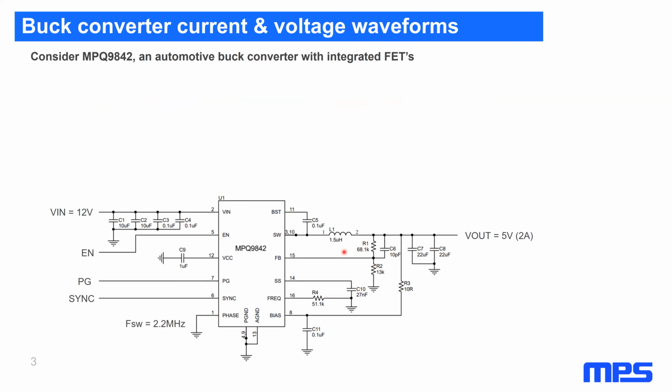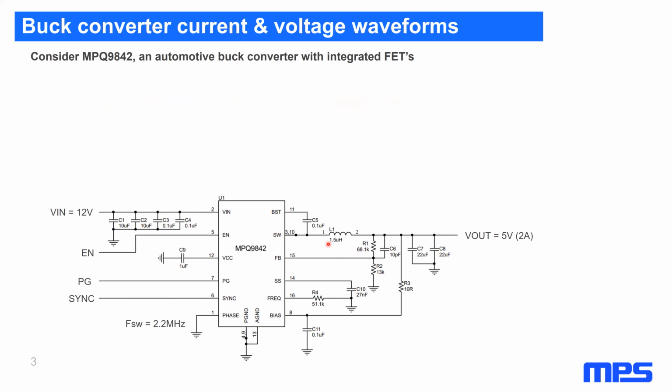For our investigation today, we'll be using the MPQ9842, which is an automotive buck converter that has integrated high side and low side FETs. It's powered from 12 volts or car battery, and then we'll be bucking down to 5 volts at 2 amps.